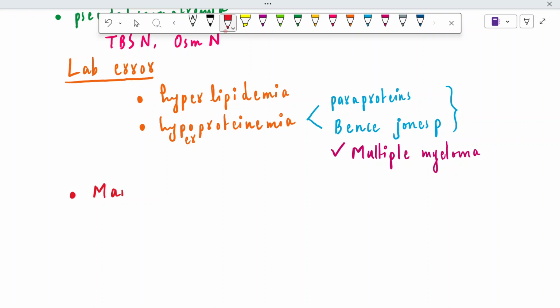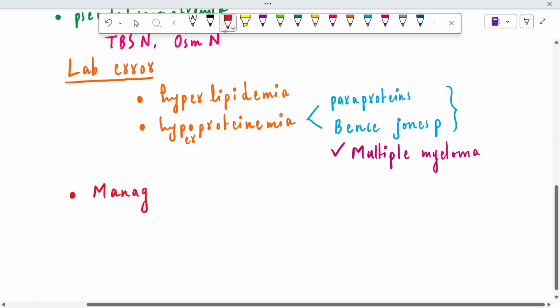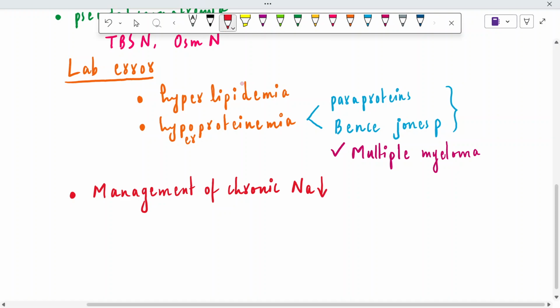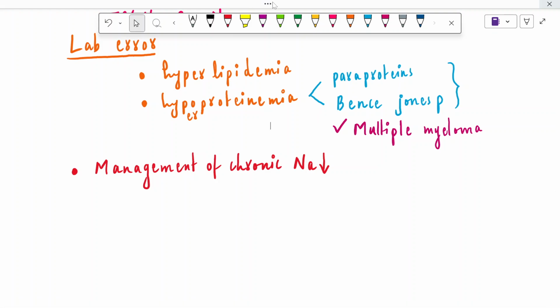So let's talk about the management aspect. Management of chronic hyponatremia. The patient is suffering from hyponatremia, right? But how are we going to treat that patient? What is the management aspect? So let's discuss it. The management, the fluid of choice.